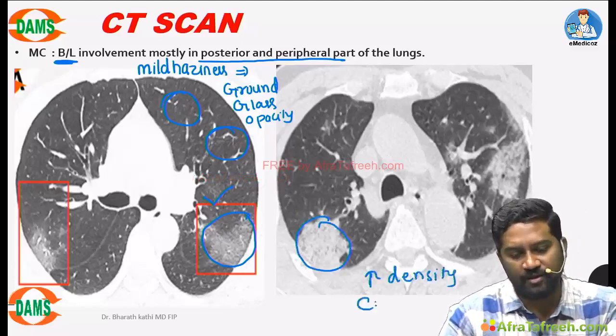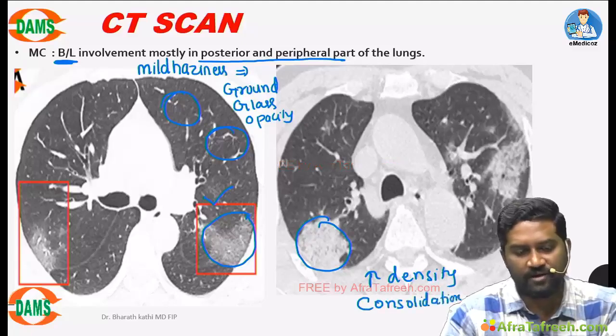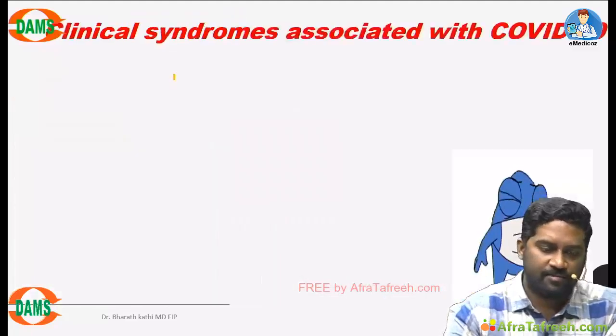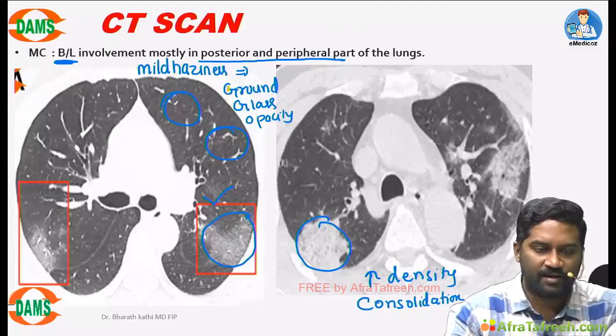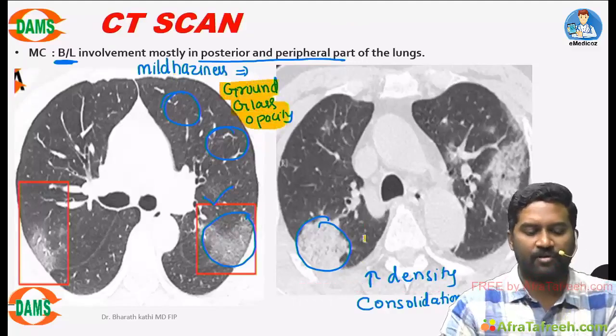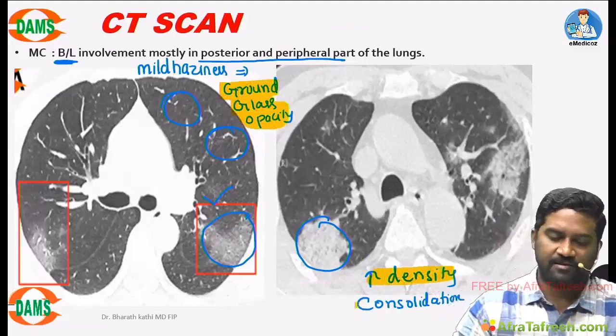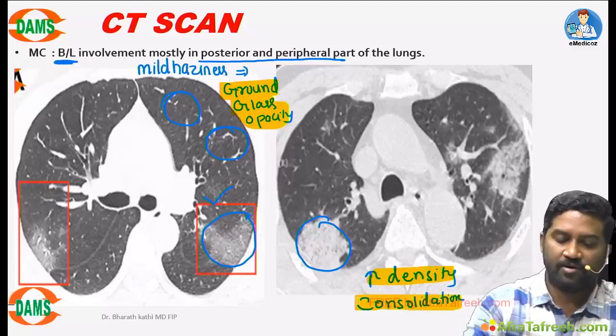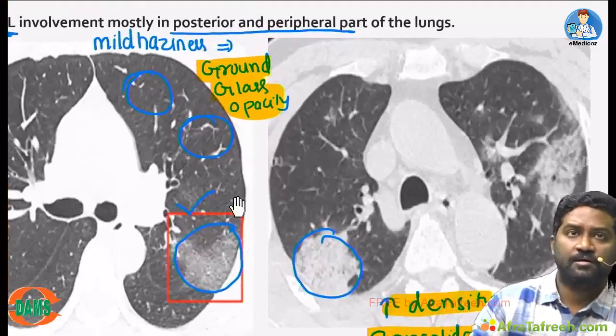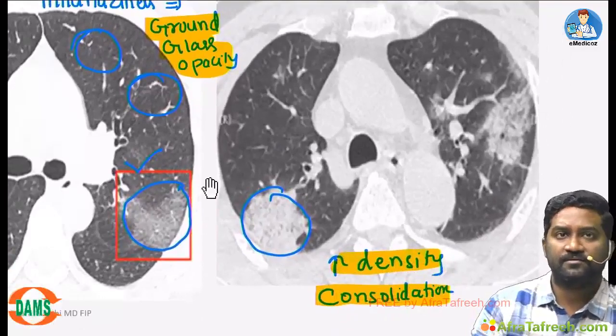This more increase in density is called consolidation. Very important. Either there will be initially mild haziness, and this initial mild haziness is called ground glass opacity. Later there will be more dense opacities. These dense opacities are called consolidation. You should be confident in differentiating these two.